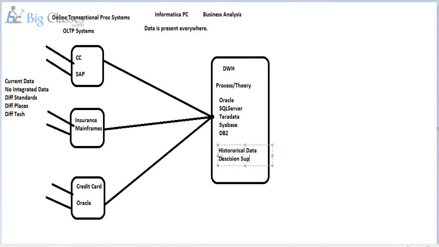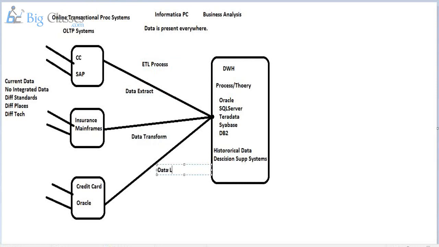So it is called a decision support system. How are you going to bring the data from different systems into the data warehouse? It is by using the ETL process. We bring the data into the data warehouse using the ETL process. This ETL process is nothing but data extraction, data transformation, and data loading.